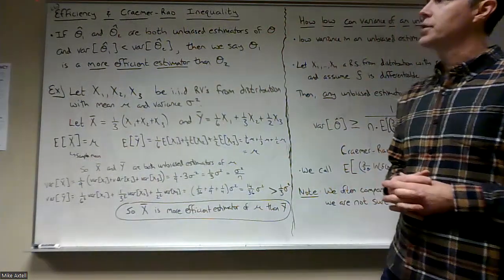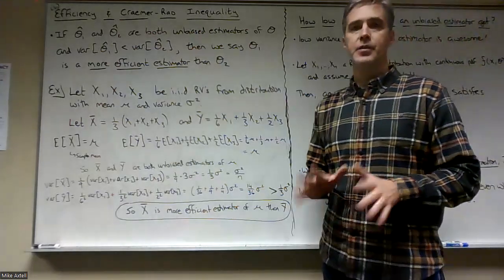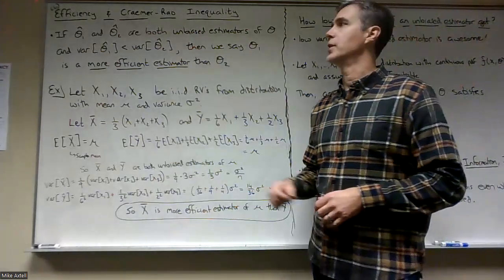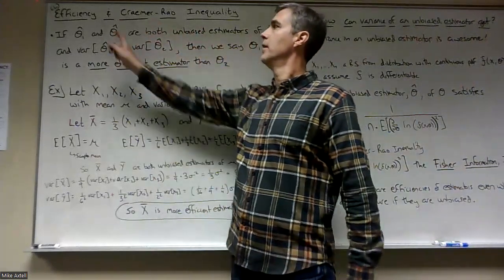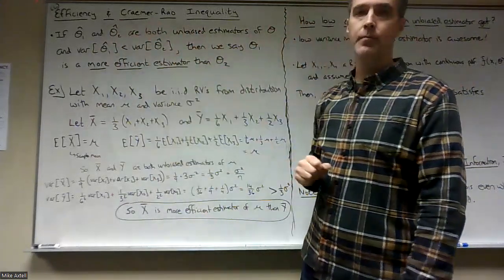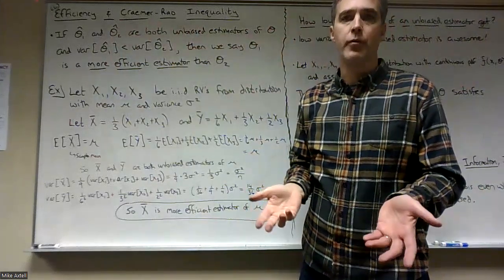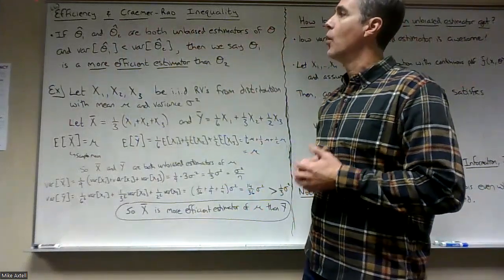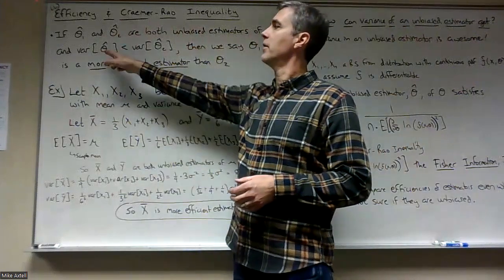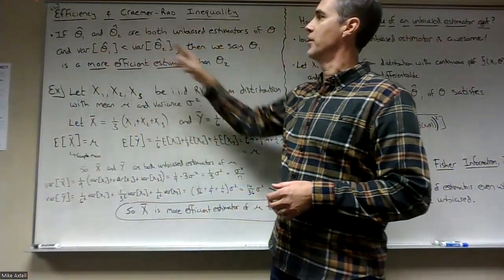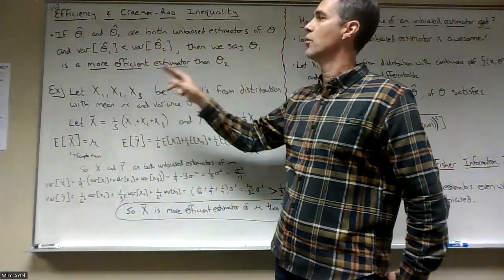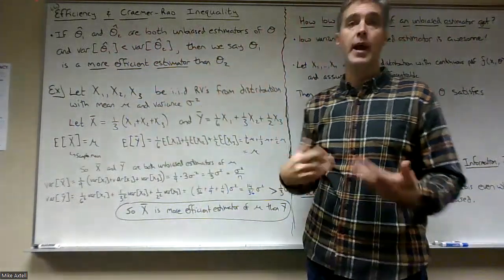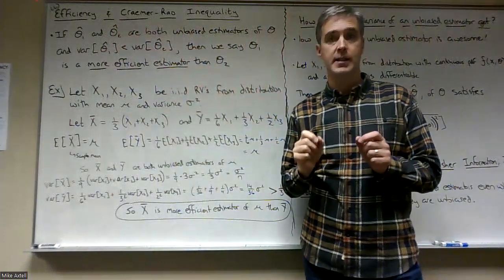All right, so efficiency and the Cramér-Rao inequality. Let's say you've got a great situation in which you found 2 unbiased estimators of theta, theta hat 1 and theta hat 2, okay? And the question is, well, which one should we prefer to use? Well, if it turns out that the variance of the first estimator is less than the variance of the second estimator, then we say that theta 1 is a more efficient estimator than theta 2, and we prefer theta 1. And that should make sense.